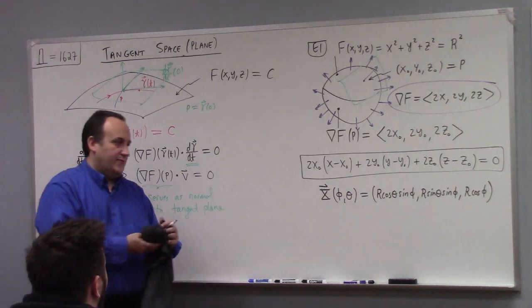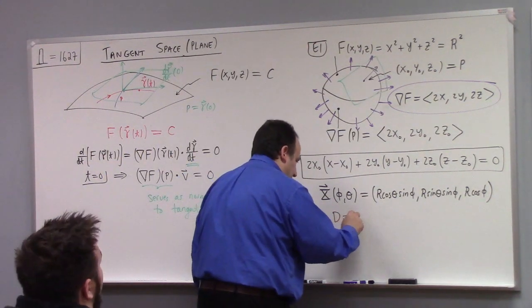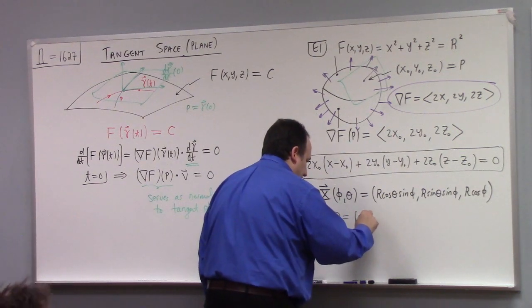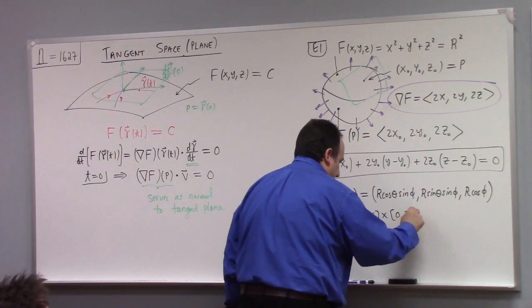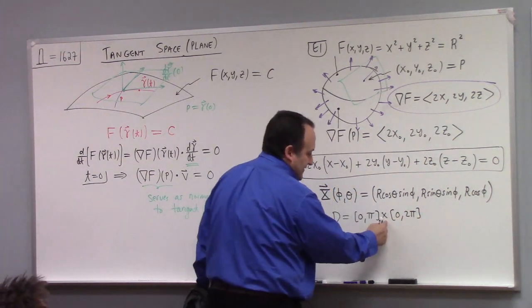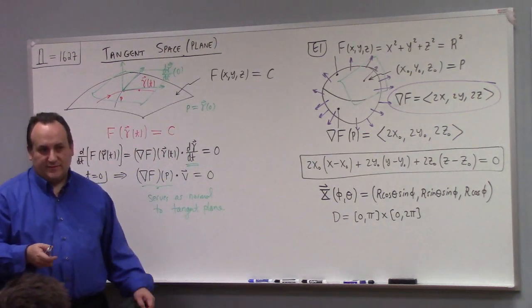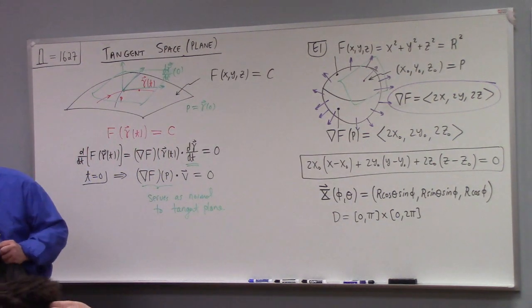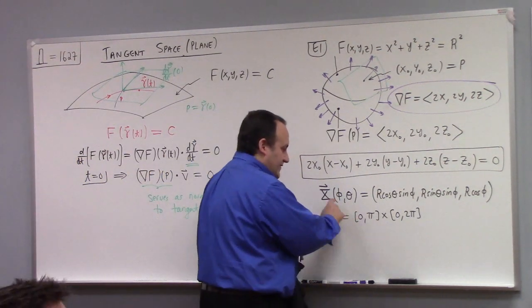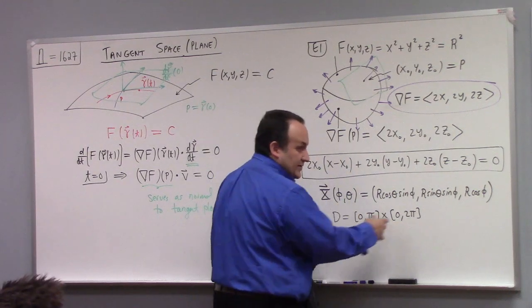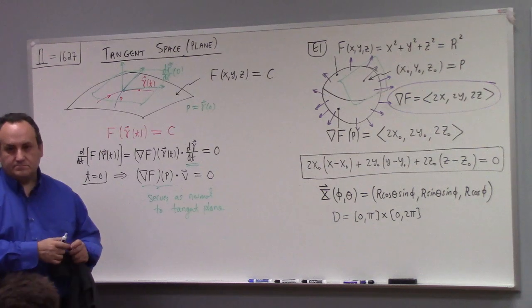What would my parameter space be? D, I could let be 0 to pi crossed with 0 to 2 pi. This is the Cartesian product. If you want to know what that is, you can ask your friendly Math 200 students that are among you. But it's just pairs of things, right? So this is saying that the angle phi is ranging from 0 to pi and the angle theta is ranging from 0 to 2 pi. If you want to get the whole sphere, that gets the whole sphere. All right?